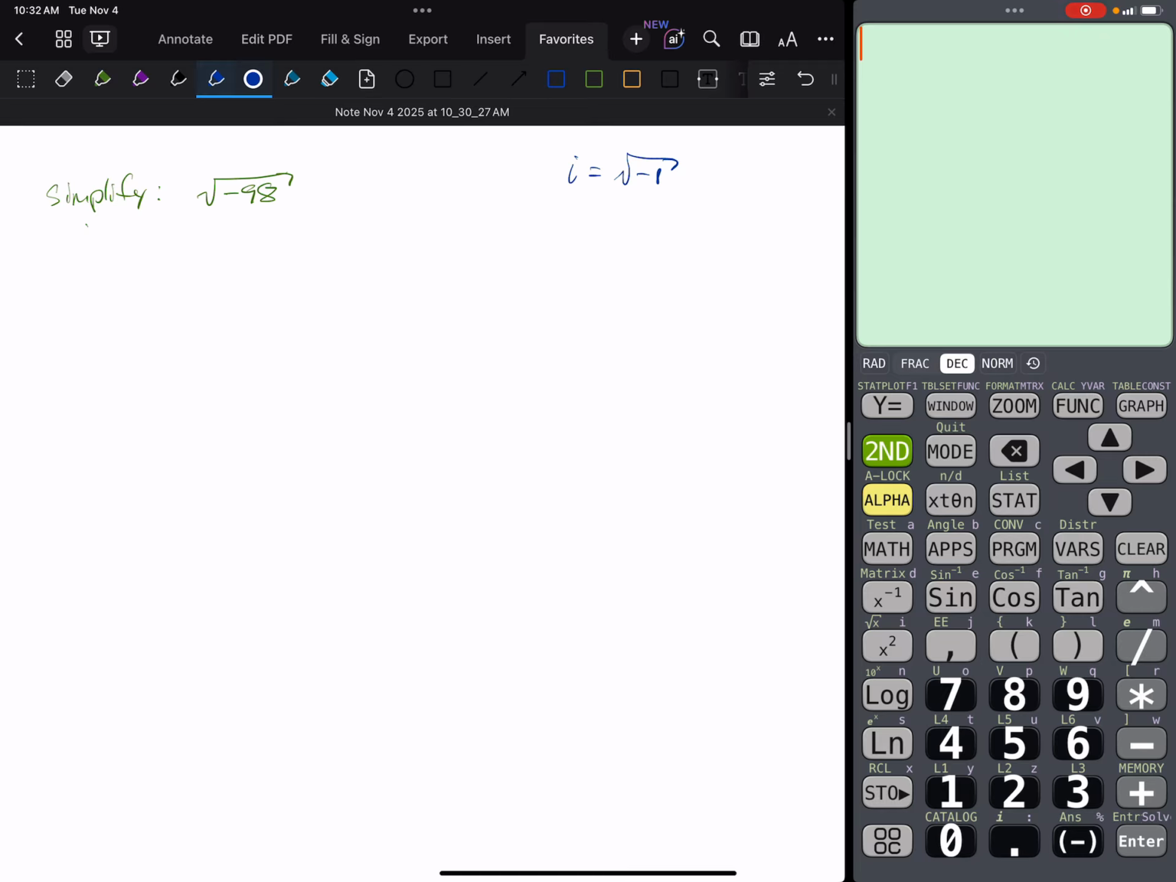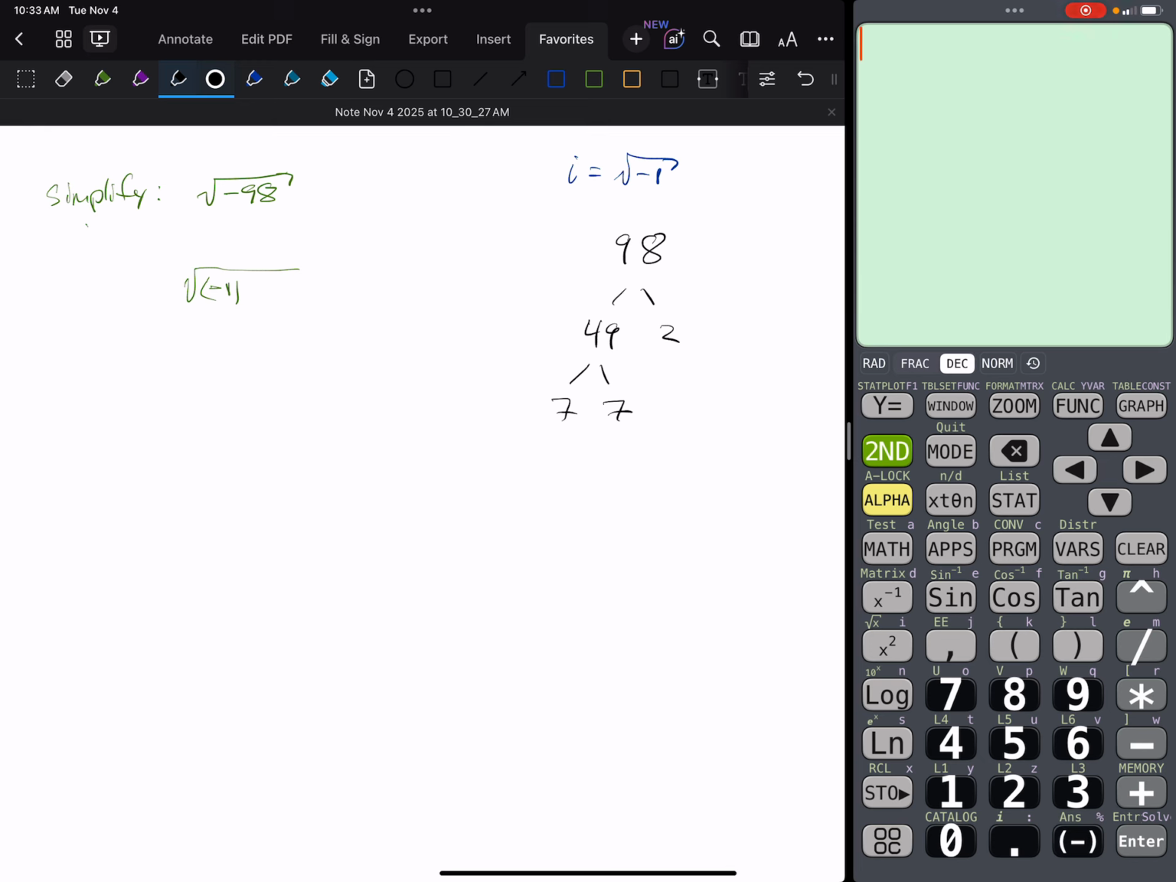Okay, so if that's the case for this problem, I can break this up as the square root of, and I've got -1 for my negative sign, and then 98. Let's think about 98 for a minute. 50 would be 100, right? 50 times 2 would be 100. And so 49 times 2 would be 98, because that takes the 2 away. And so if I got 49 times 2, well, then that's 7 and 7, because 7 squared is 49.